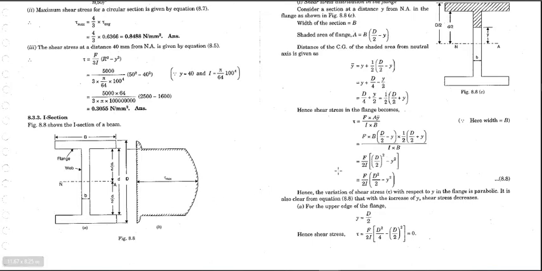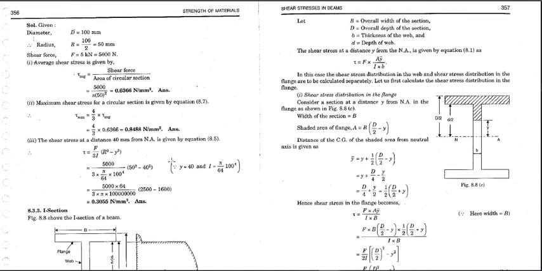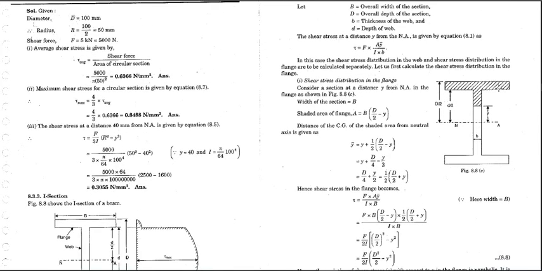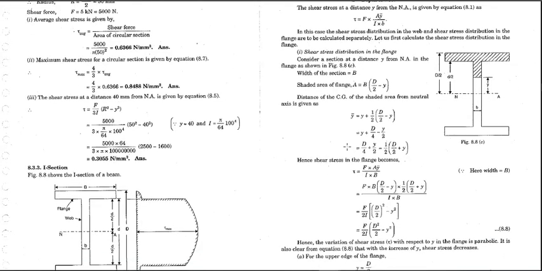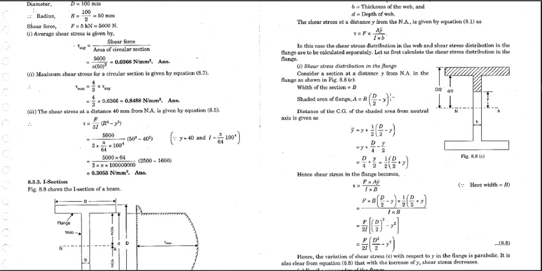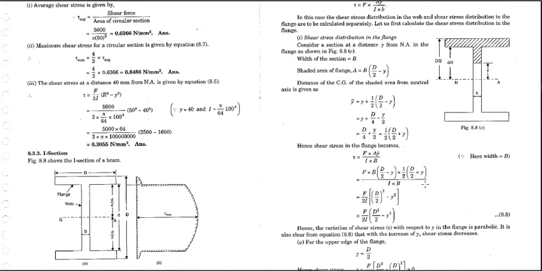Similarly, we have the I section and T section. In this case the distribution of stress will be in this pattern. Again we use the same formula. If we see the shear stress distribution in the flange, we simply need to put the value of y bar here. We know the area of that portion, so just put the values and you will get this equation. That is the distribution in the upper flange.